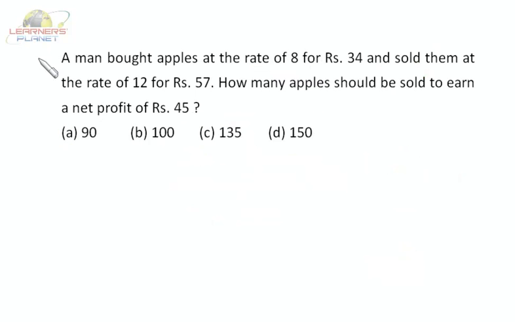Now let's see this problem. A man bought apples at the rate of 8 for rupees 34 and sold them at the rate of 12 for rupees 57. How many apples should be sold to earn a net profit of rupees 45? In this case, the net profit is given in absolute value but not in percentage. So first of all, let's find the profit on a unit, that means the profit on one apple. This is the selling price, that is 57 by 12, that is per piece selling price, and 34 by 8, that is per piece cost price.